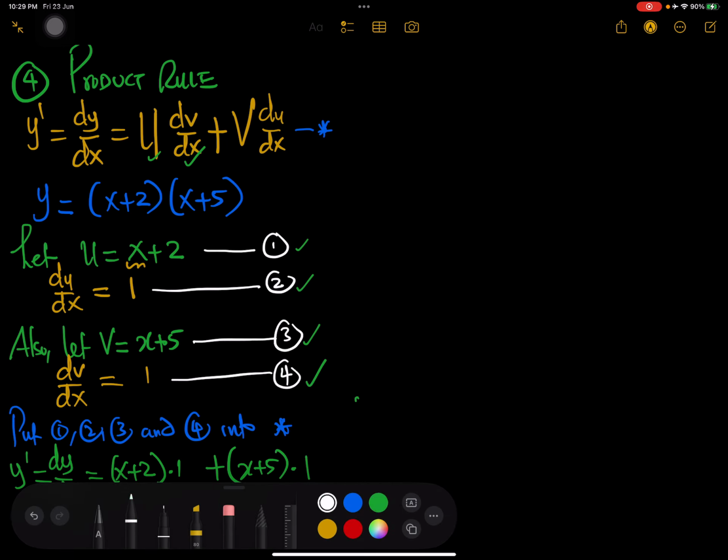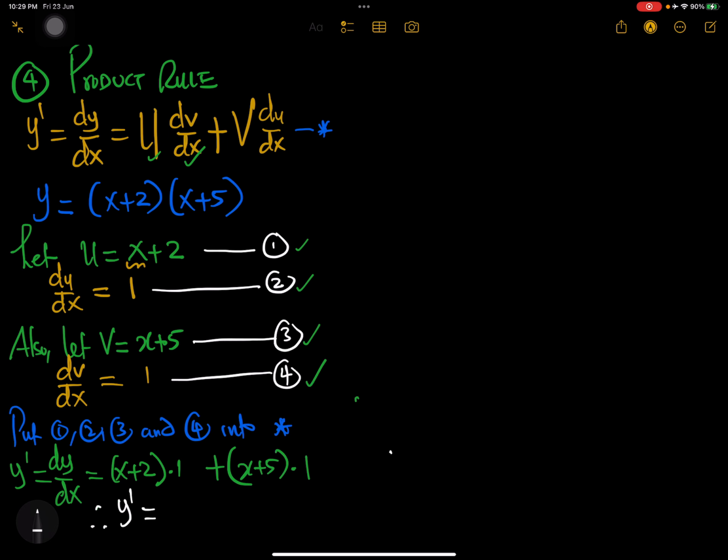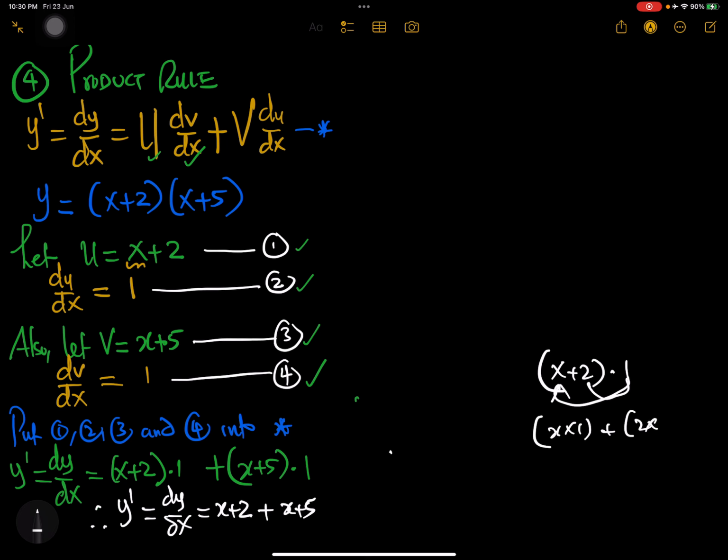Therefore, we can say our y prime, which is dy/dx, is equal to x plus 2 plus x plus 5. Do you agree? Because if you have x plus 2 multiplying 1, x times 1 gives x, and 2 times 1 gives 2. You get x plus 2. And same for the x plus 5 multiplying the 1: 1 times x gives x, and 1 times 5 gives 5, so we get x plus 5.